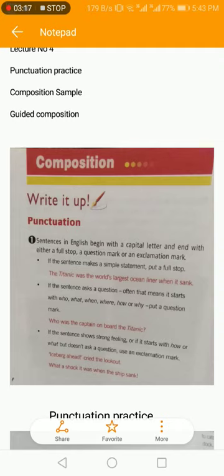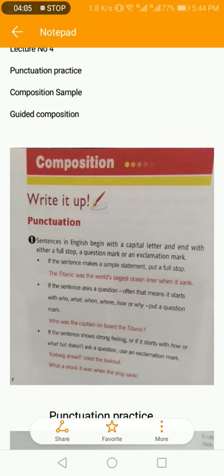If the sentence shows strong feeling, or if it starts with how or what but doesn't ask a question, use an exclamation mark. We use an exclamation mark if the sentence shows any strong feeling, or if the sentence starts with how or what but doesn't ask a question, but it shows strong feeling. Iceberg ahead, cried the lookout! Here, iceberg ahead is a strong feeling, cried the lookout.